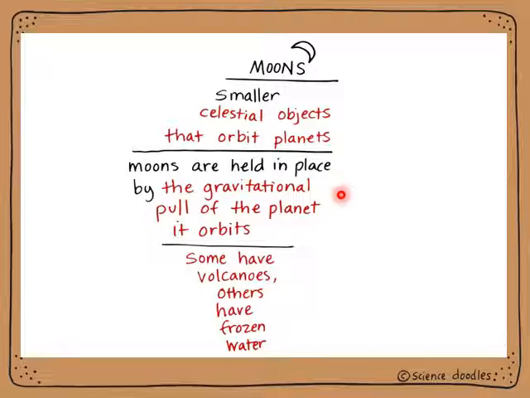Moons are held in place by the gravitational pull of the planet. The gravity of the planet is so strong that it keeps the moon orbiting around the planet and not just the star. Some of the moons have volcanoes and some have frozen water. There's a moon of Saturn called Europa that they believe has oceans of water under a frozen surface, and it's one of the places in the solar system that they think could likely have life on it.